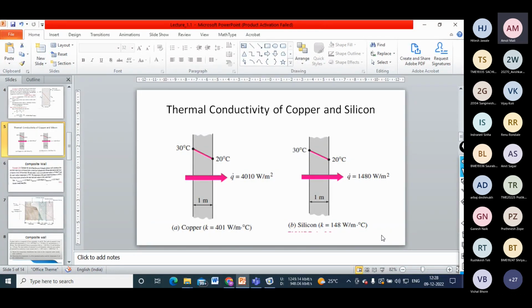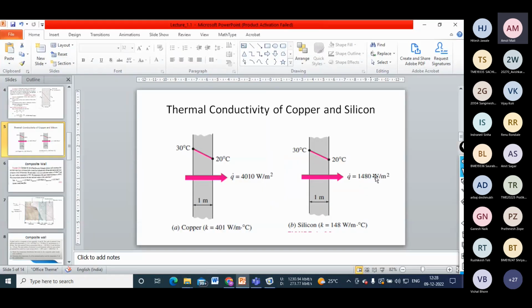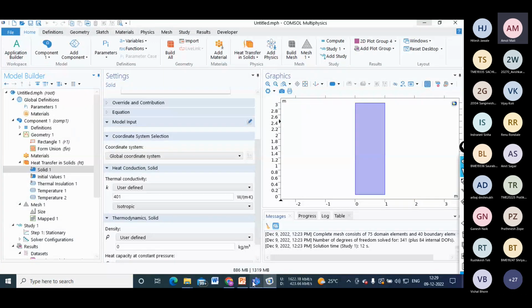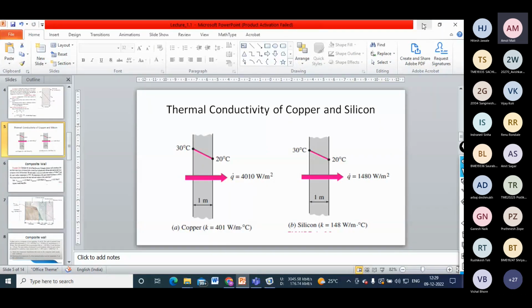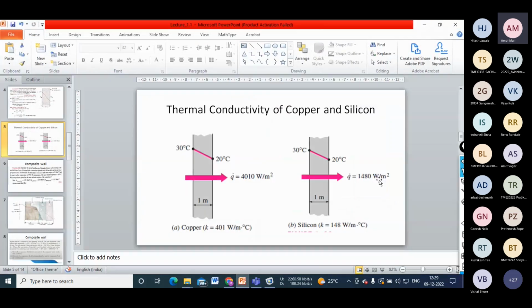Okay, now next to that we'll see how to give different material properties. Here you can provide the different material properties also. Actually here they have given two different values, 148. So again you need to give the material property. We have solved for copper, 4010. Now we'll select silicon. So how much is the conductivity of that silicon? 148.